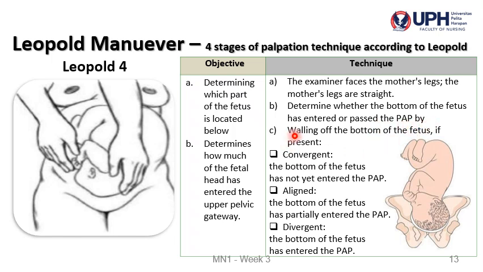And then you have to wail off the bottom of the fetus to see if the fingers are convergent, meaning the bottom of the fetus has not entered the PAP, or if they are parallel, it has partially entered the PAP, or if they are divergent, the bottom of the fetus has already entered the pelvic gateway.